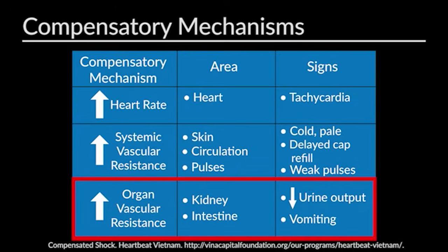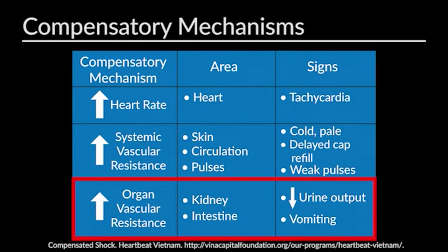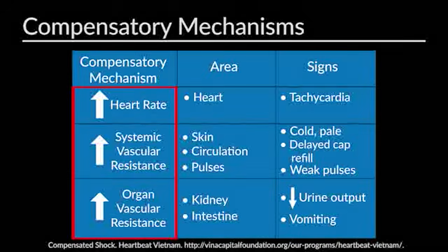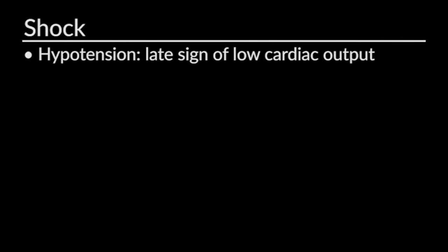Abdominal organ vasculature will constrict, leading to decreased blood flow to the kidneys and intestines. You'll see decreased urine output, and vomiting may be present. These compensatory mechanisms will maintain normal blood pressure readings. Low blood pressure or hypotension is a late sign of low cardiac output.